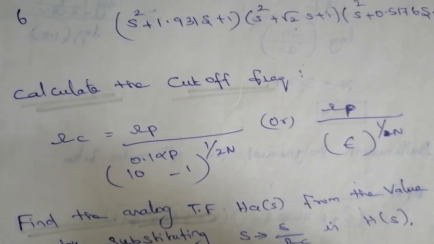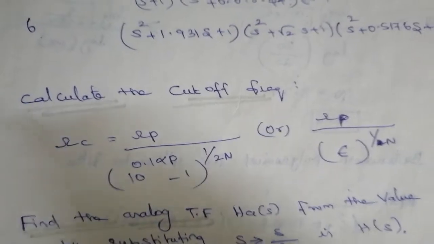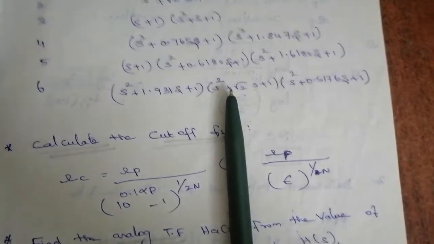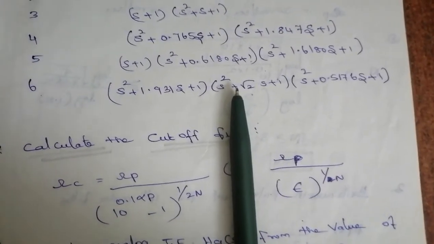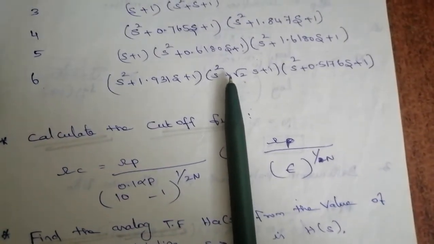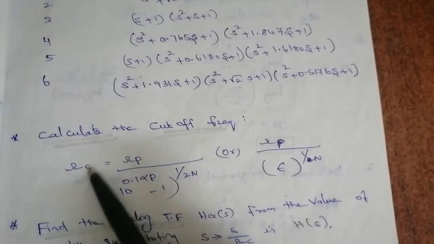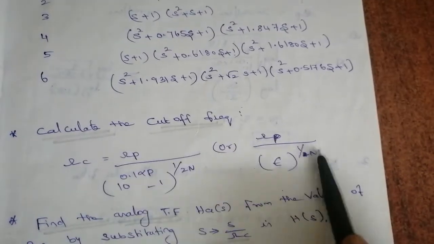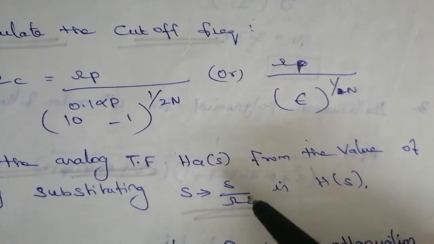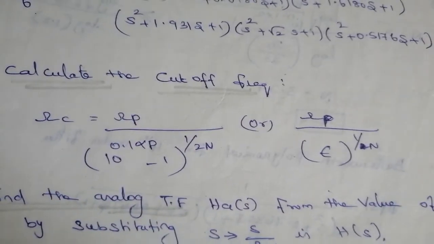Then find the transfer function H of s equal to 1 divided by the polynomial of the Butterworth filter. We have different order polynomials, so based on that, we have to write H of s equal to 1 divided by the respective polynomial. The next step is to find the cutoff frequency. For cutoff frequency also we have 2 formulas, so based on the given specification, we have to use the respective formula. Next step, that is the last step, is to substitute s equal to s by sigma c in H of s, right? So these are the design steps of the analog Butterworth filter.